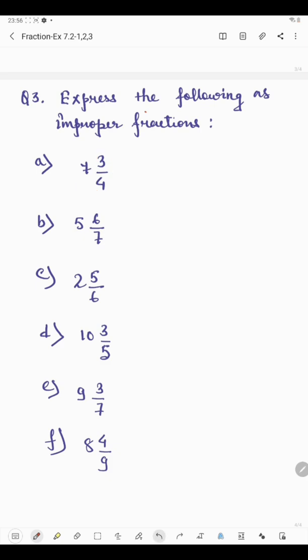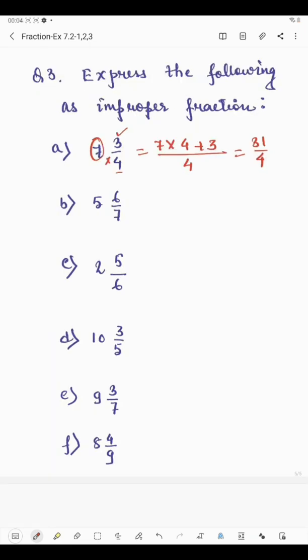Now how will you convert it? We will multiply the whole with the denominator. So it's 7 into 4 and then the result should be added to the numerator. The numerator is 3 here and the denominator will remain the same, which is 4. So 7 4s are 28, 28 plus 3 is 31. It's 31 by 4. Okay. So when you convert this mixed fraction to an improper fraction, it will become 31 by 4.